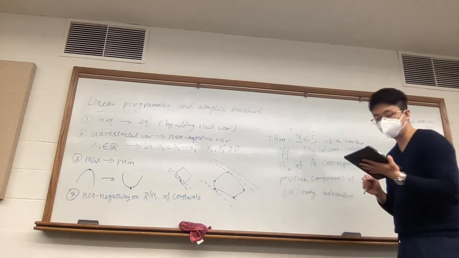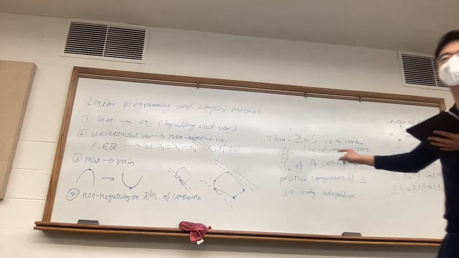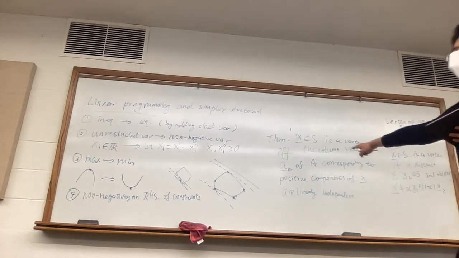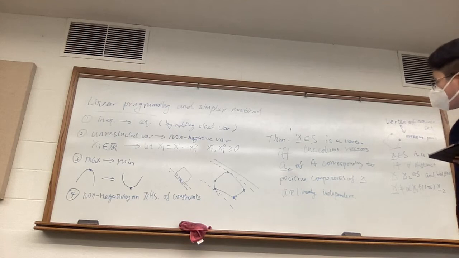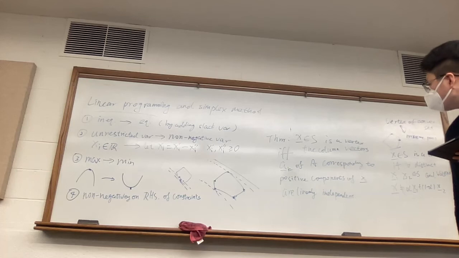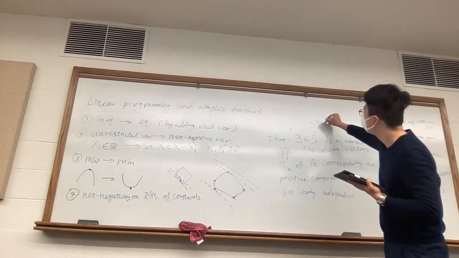Okay, so I give you 30 seconds to look at this theorem and think about what it is talking about. So an x in S in the feasible region is a vertex if and only if the column vectors of A that correspond to the positive components of x are linearly independent. And always keep in mind that x should be non-negative.